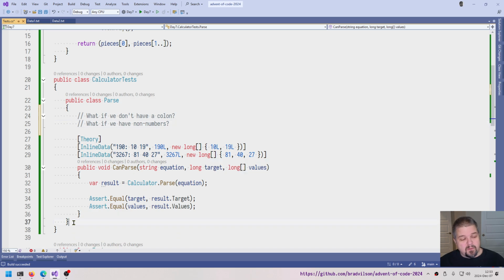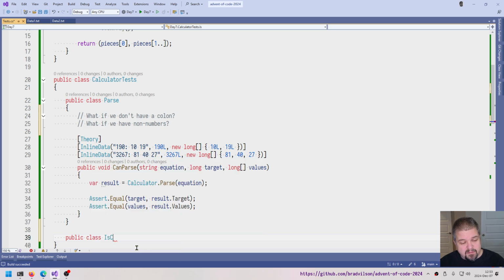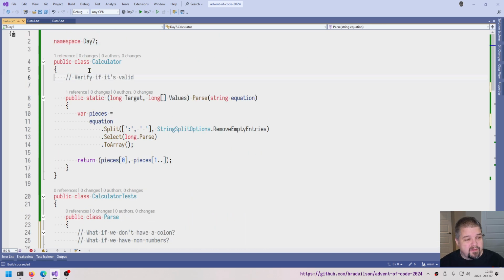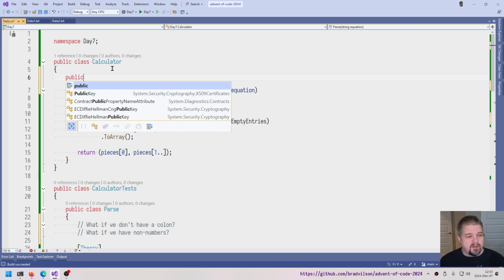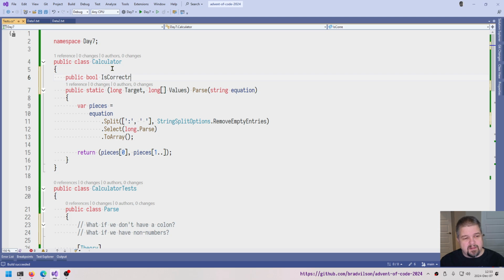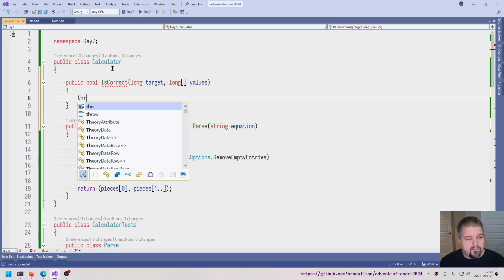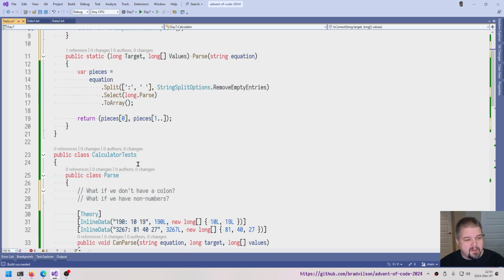All right, so what's next then is we now need to find is correct. That's the other half, right? So verify that it's valid. That's what we're going to do. We're going to define something that basically says, is this correct? So given this target and given these values, is it correct? Throw new not implemented. Okay.